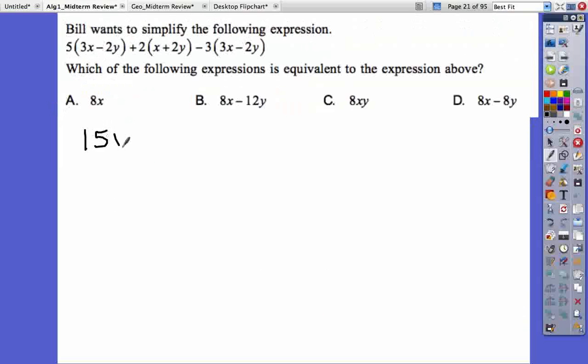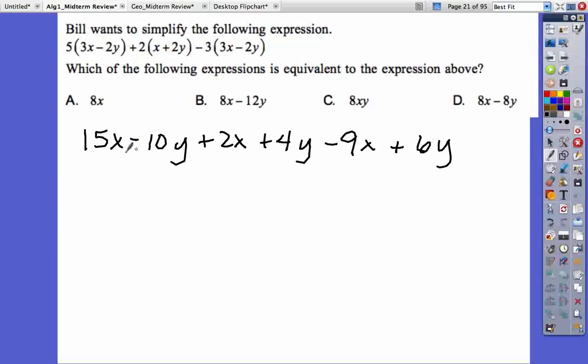Simplify 15x minus 10y plus 2x plus 4y minus 9x plus 6y. My x terms: 15x plus 2x is 17x, and 17x minus 9x is 8x. Negative 10y plus 4y gives me negative 6y. Negative 6y plus 6y, all of my y's cancel each other out. My answer is A, 8x.